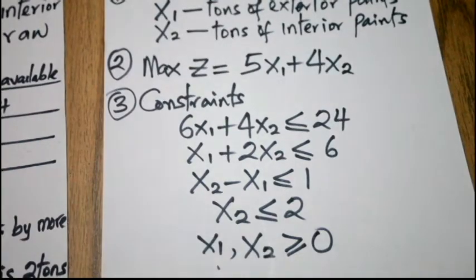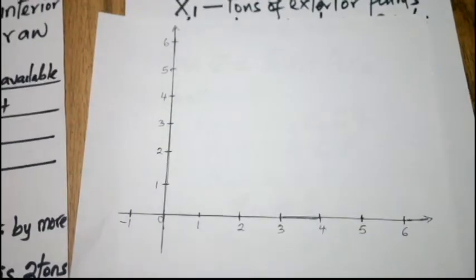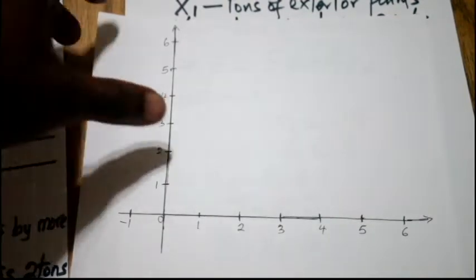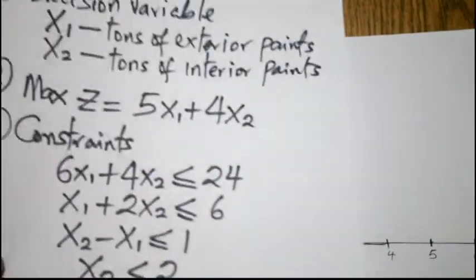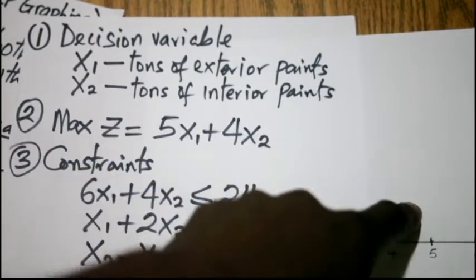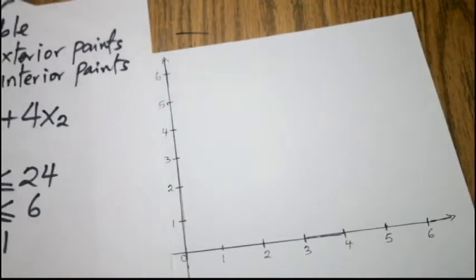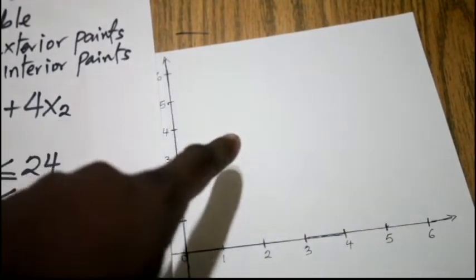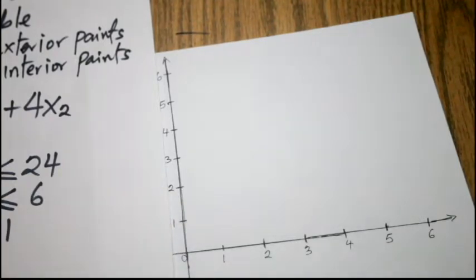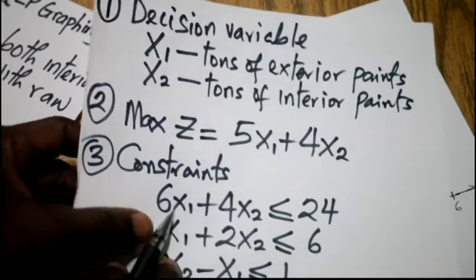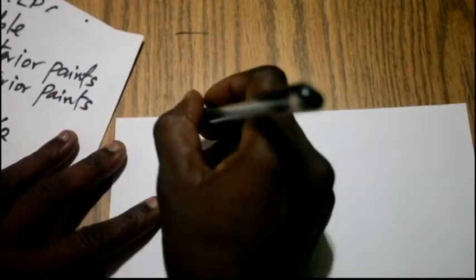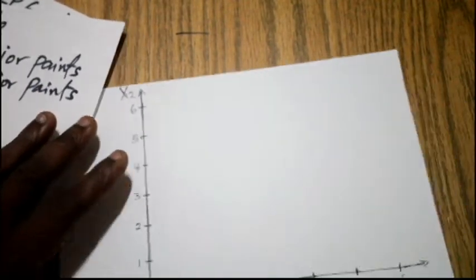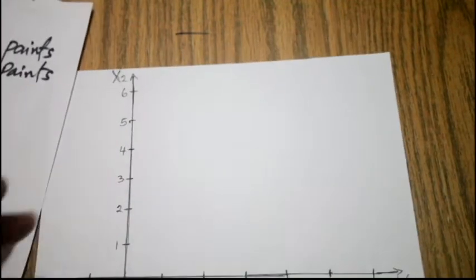So as I advance, I have a makeshift graph paper I'm going to use in this place. One method that could help you put these values on the graph very fast, because we're going to use the constraints to make our graph, is to say when x1 is 0, what will you have for x2, and when x2 is 0, what will you have for x1. So when x1 was 0, x2 is going to give me 6.